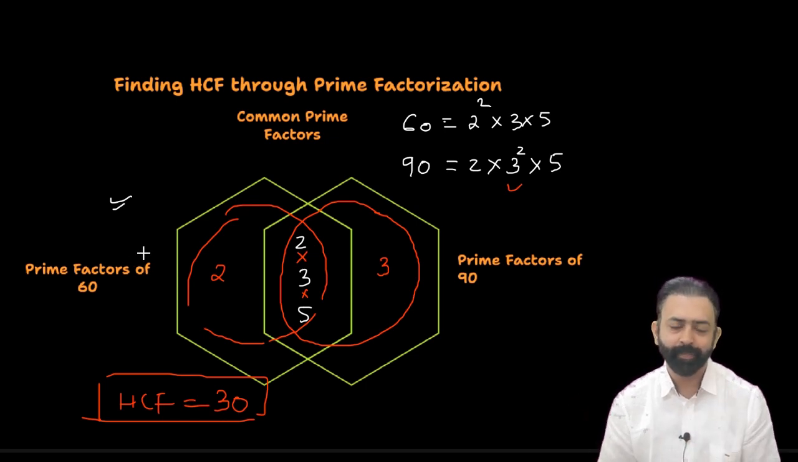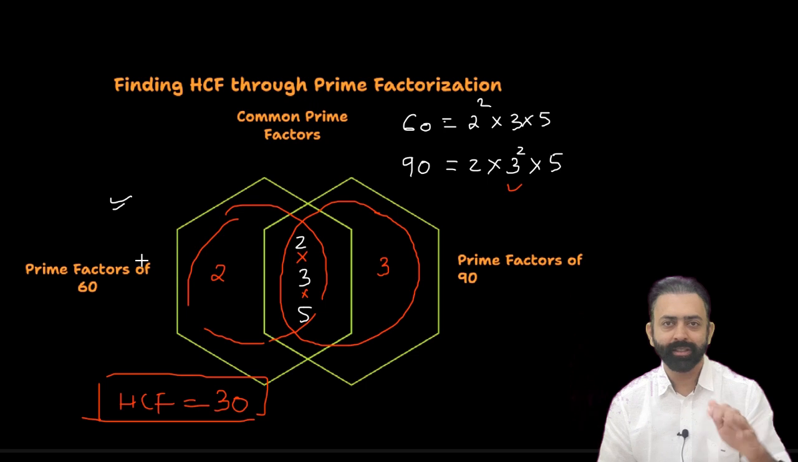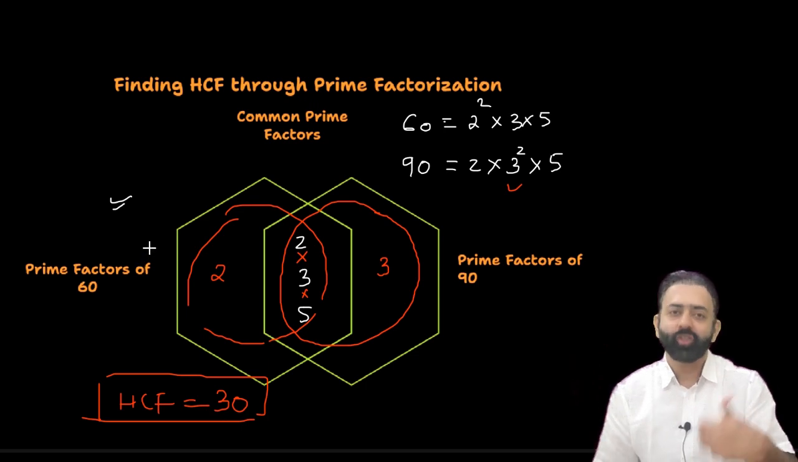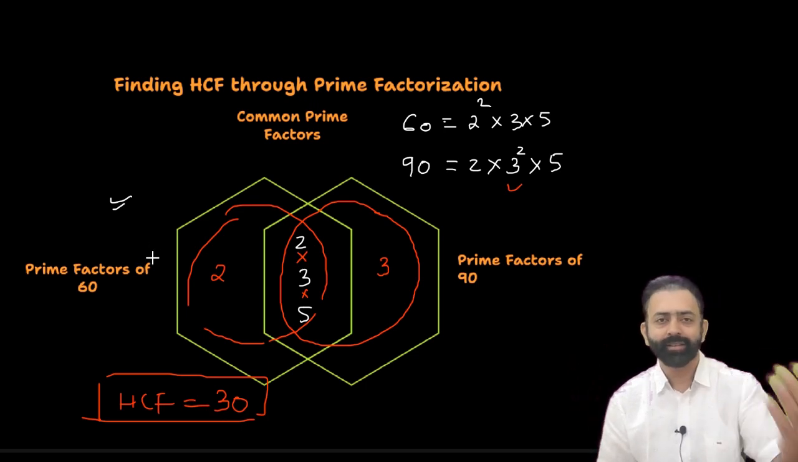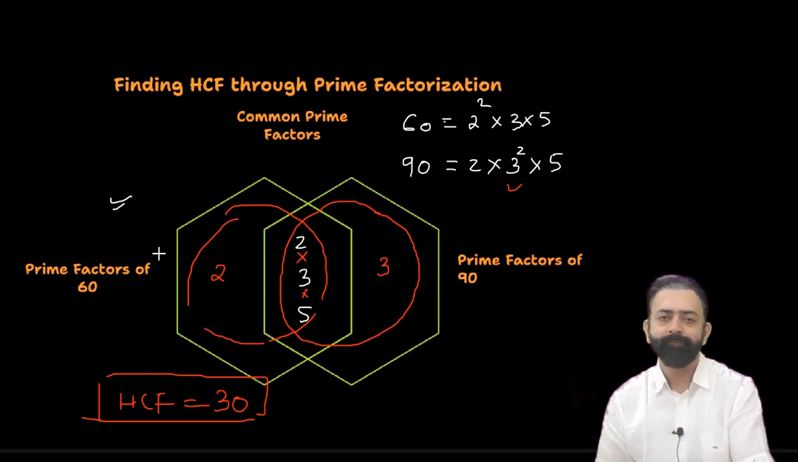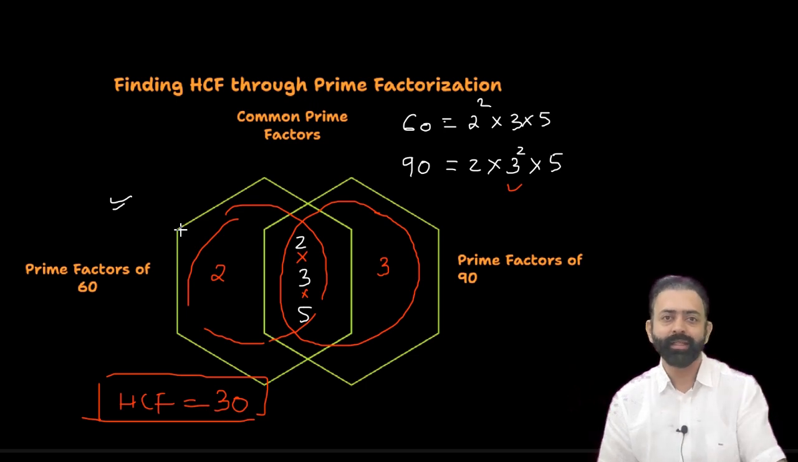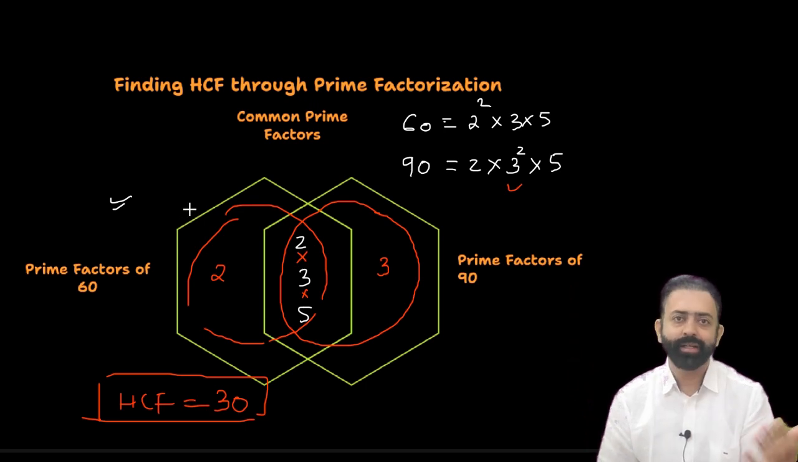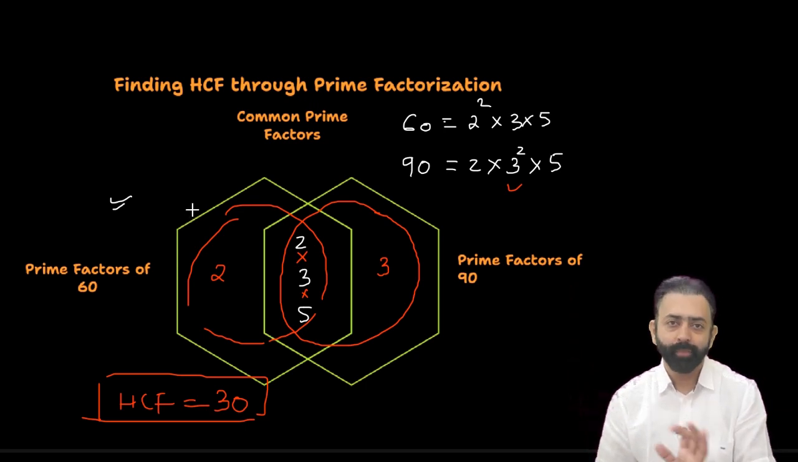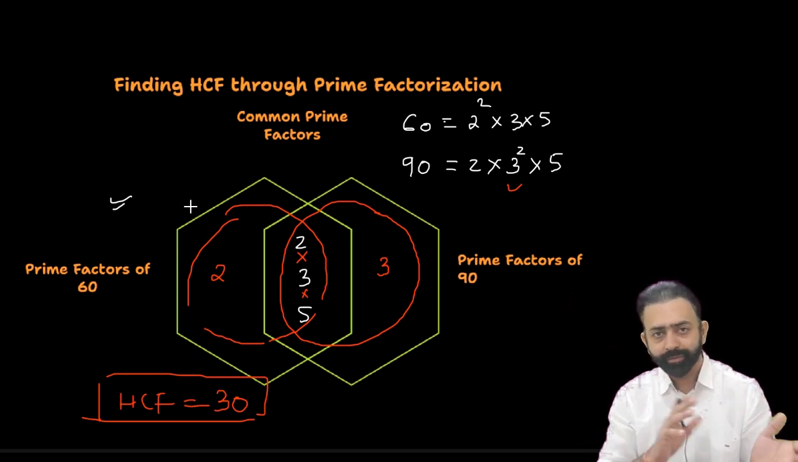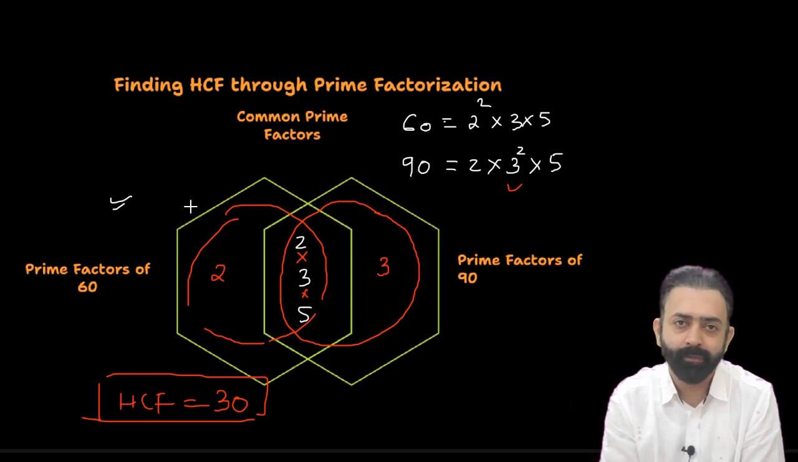First thing is this. Since 30 is our answer, let us understand it in terms of highest common factor. It says that it is the factor of both 60 and 90. It is common to both 60 and 90 because 30 divides 60 and 30 divides 90, and this is the highest number. Although 5 also divides 60 and 90, 10 also divides 60 and 90, 15 also divides 60 and 90, right? But the highest one is 30.